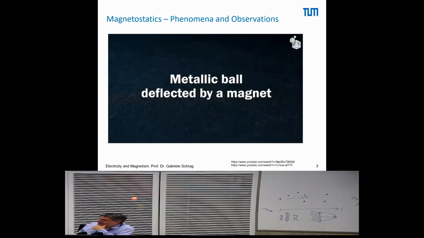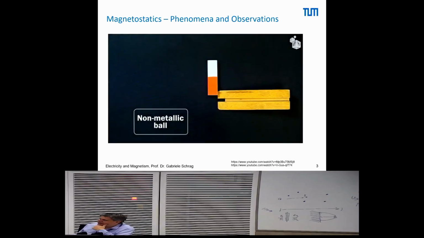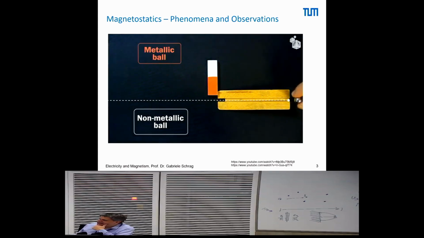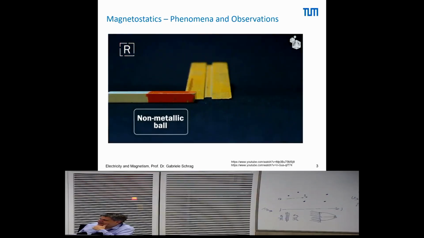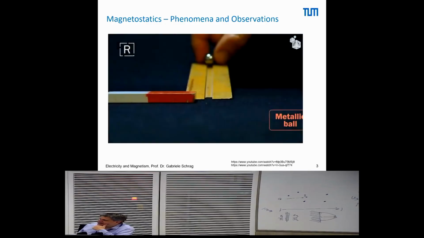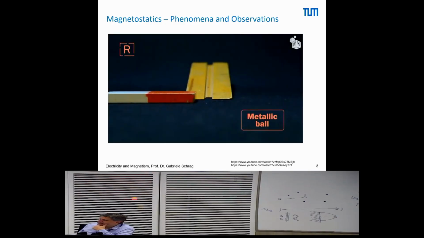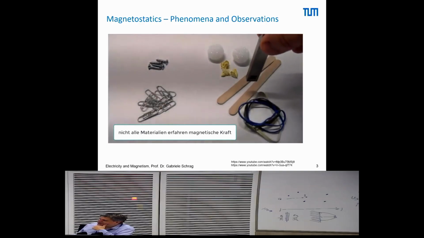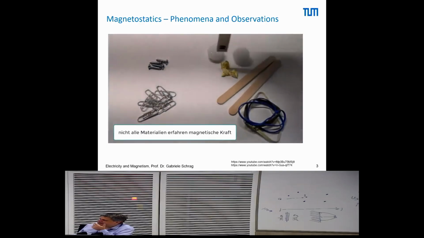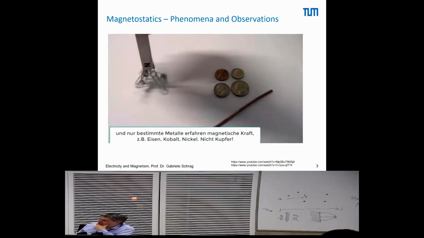And then you have a little ramp here. It is a top view. You let a little non-metallic ball roll down, and it just continues straight in this direction. But on the other hand, if you have a ball that is metallic and responds to this magnetic force, you see how its trajectory is deviated by that magnetic force. So you see some materials are non-magnetic, others are magnetic.